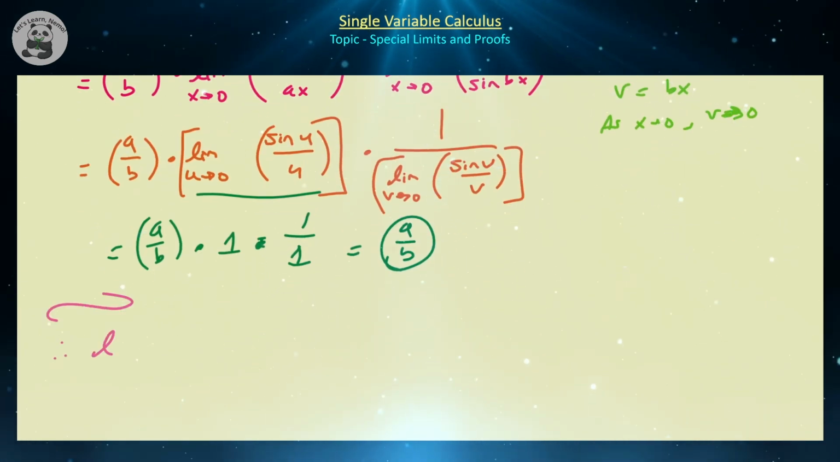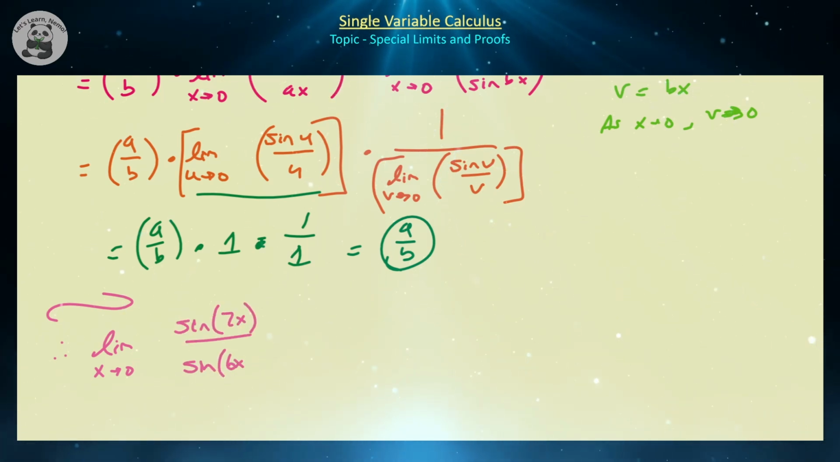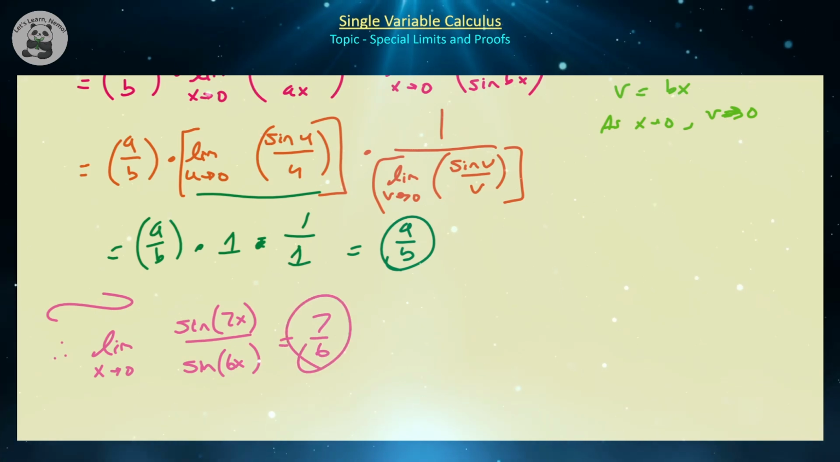So for example, if somebody asks you, what is the limit as x approaches 0 of sine of 7x divided by the sine of 6x, you would just say that it's equal to 7/6 for the reasons provided above.